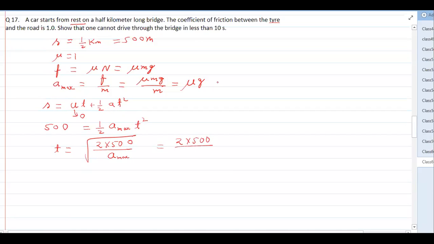A max is how much? A max is mu g. Mu is 1, g is 10, so that is 10 meters per second square. So the maximum acceleration is this. So t squared is 1000 by 10, which is 100, so t is 10 seconds. So that is the thing we needed to prove. So the car cannot cross the bridge in less than 10 seconds.